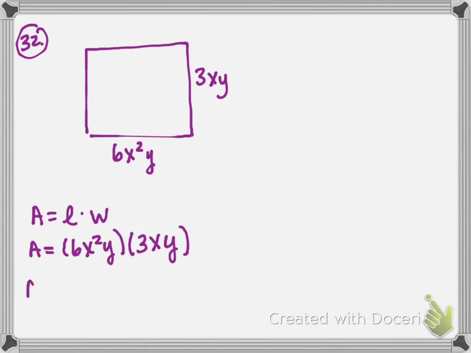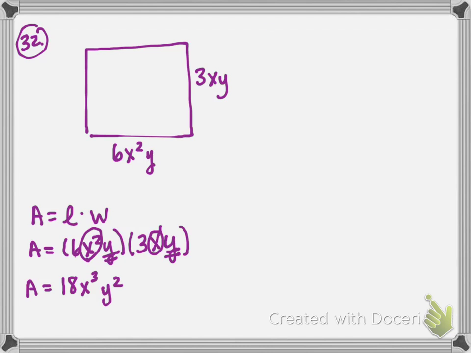If we multiply these together, 6 times 3 is 18, x squared times x is x cubed. We keep the base and we add the exponents. Y times y is y squared.